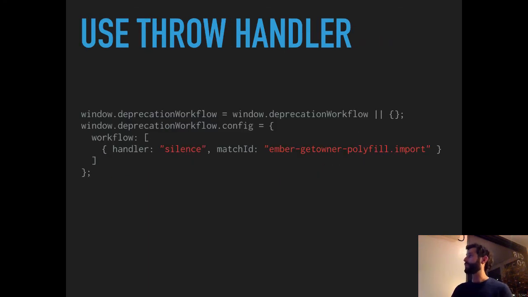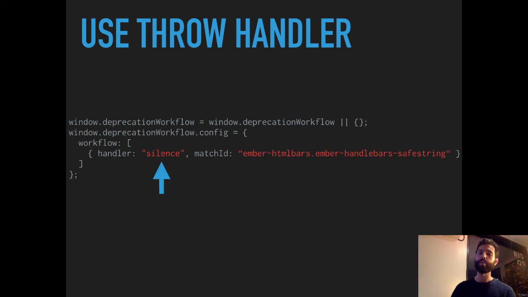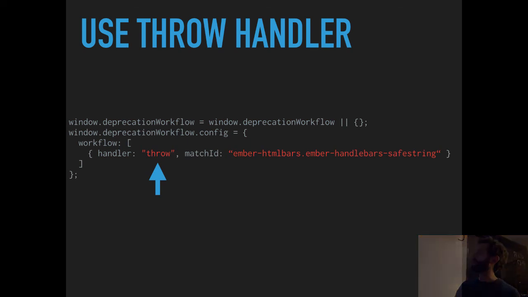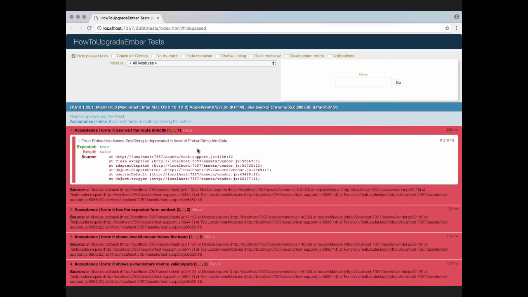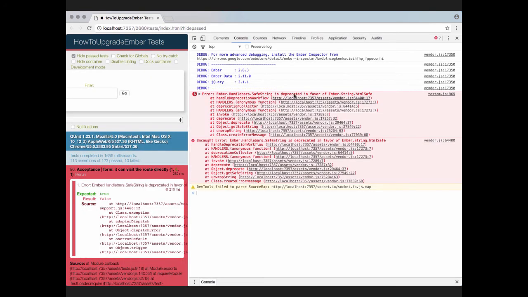And then when you're ready to actually fix these things, you can use the throw handler. So right now, in our workflow, the handler is saying silence, so we're silencing this particular error. Well, if we change this handler to throw and run our test suite, it'll actually throw an exception every time that deprecation is hit. So you can try to figure out where it's coming from.